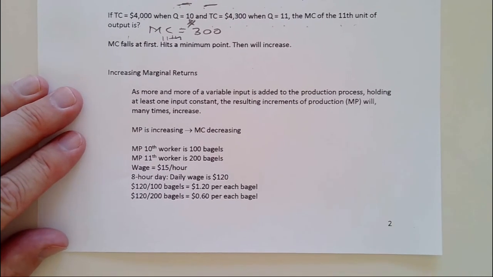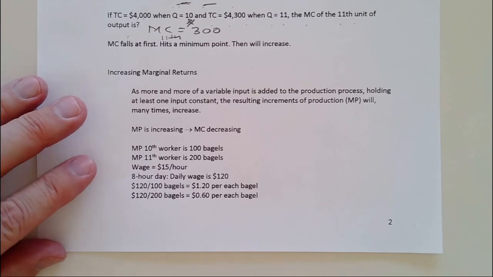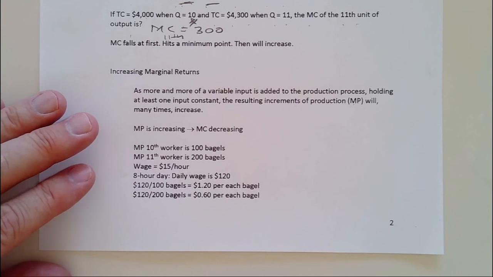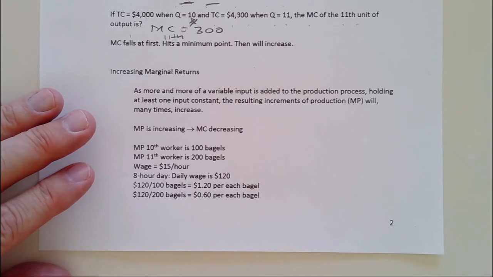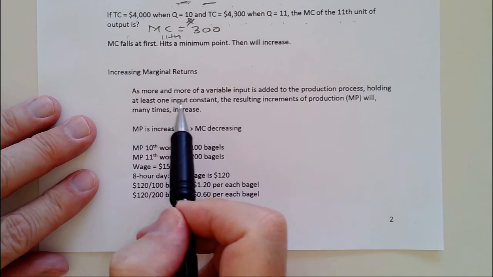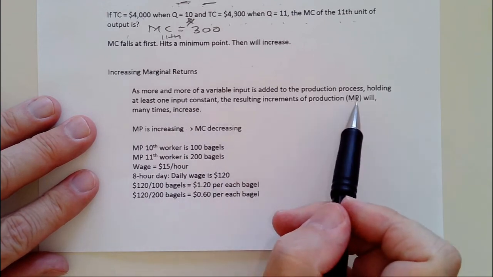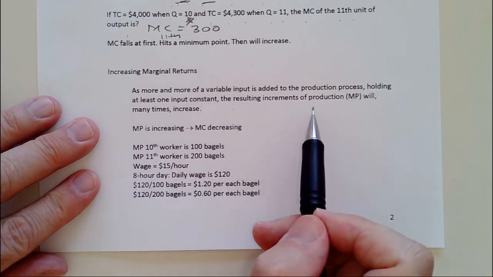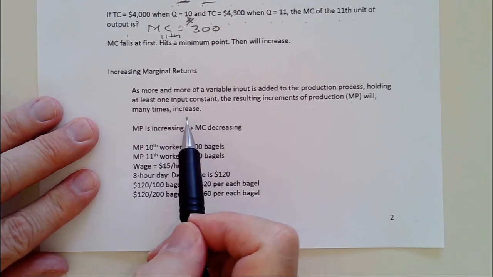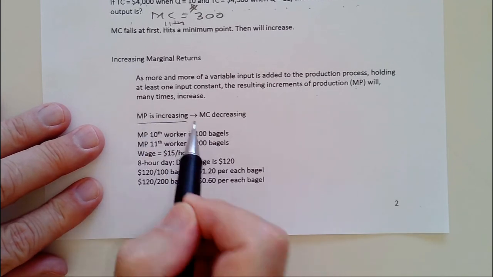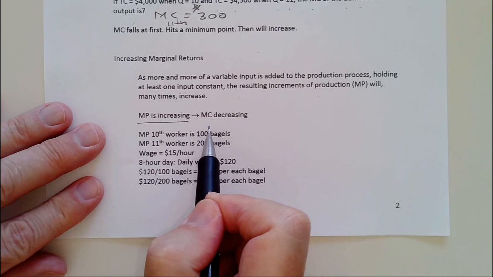We talked about increasing marginal returns in the previous lecture on production. Well, they also play here. Understand that our cost numbers are all influenced by what happens with production. These are simply dollar numbers applied to our production numbers. So we have increasing marginal returns. Again, as more and more of a variable input is added to the production process, holding at least one input constant, and that would be capital, the resulting increments of production, marginal product, will many times increase. What this tells us is that if the marginal product is increasing, which is increasing marginal returns, the marginal cost is decreasing.